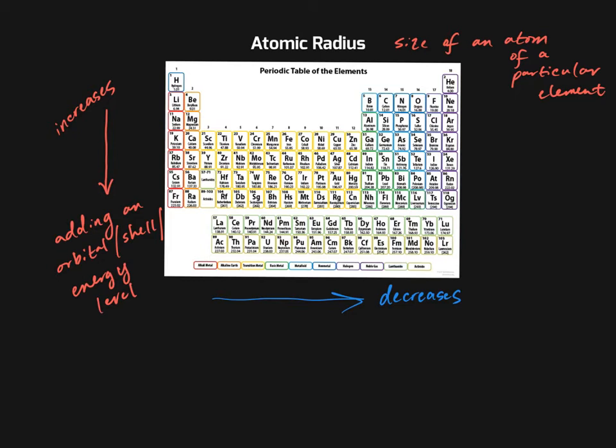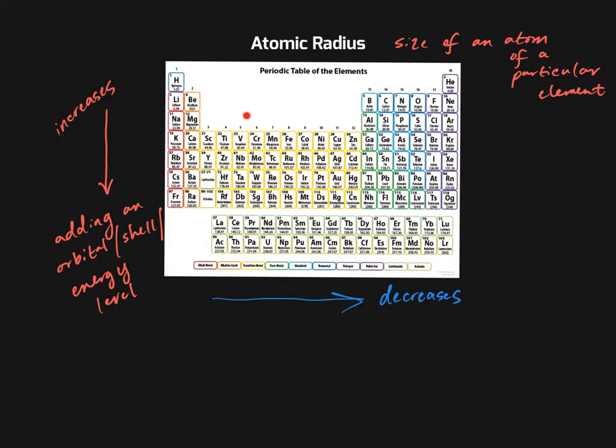Well, the reason for that is protons have a pull on electrons. Just imagine for a second that protons and electrons are like opposite ends of a magnet. Well, what do opposite ends of a magnet want to do? They want to come together. Okay, they're attracted towards one another. The same case is true for protons and electrons. They're attracted towards one another because protons have a positive charge and electrons have a negative charge.